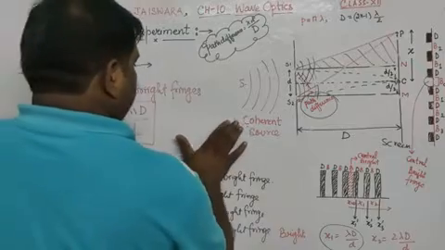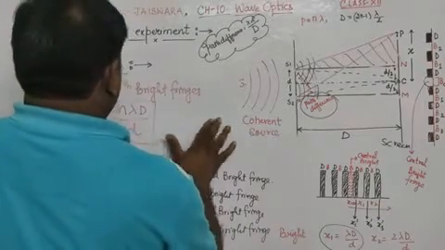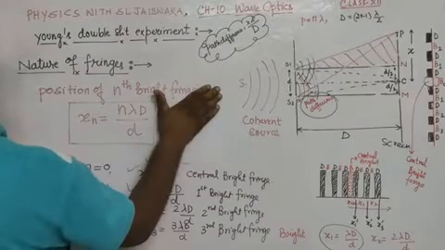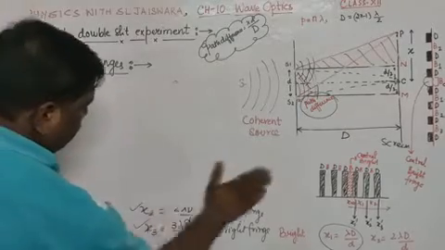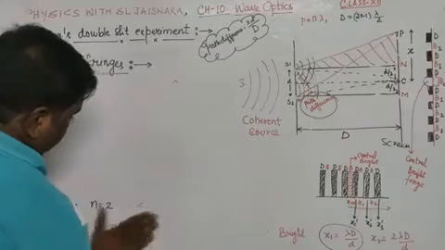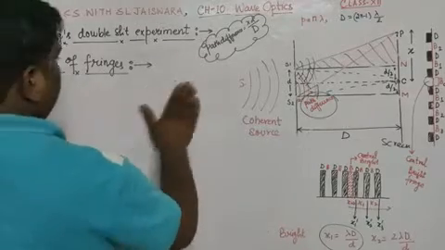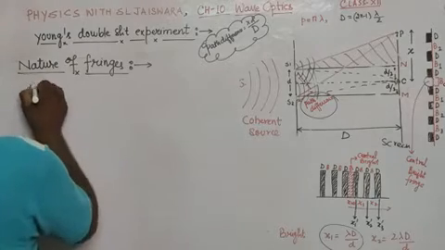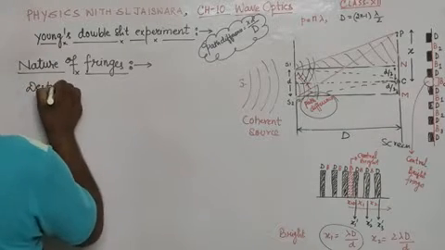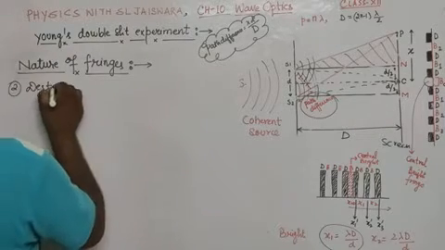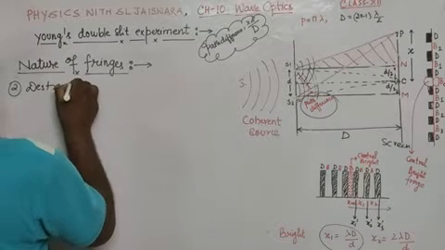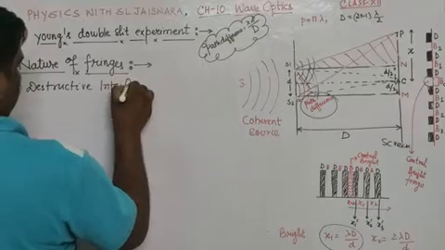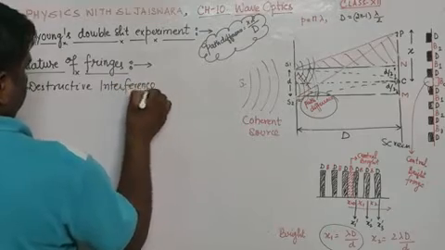Let us see the next condition, that is number 2, destructive interference.